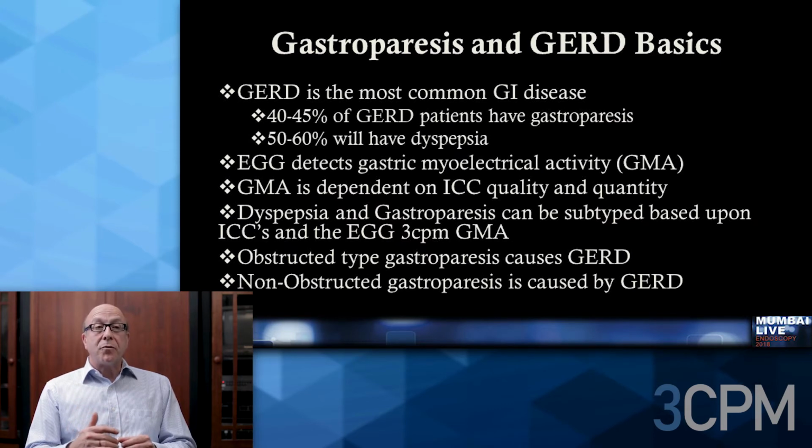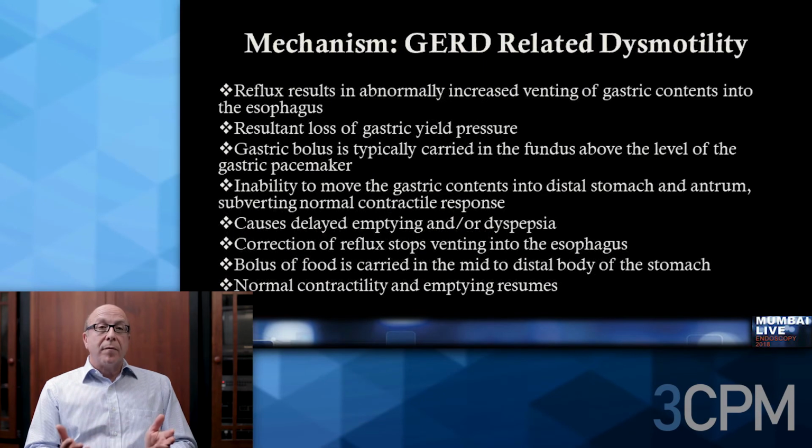On the other hand, the non-obstructive type of gastroparesis is the type of gastroparesis that is caused by reflux. And the key point there is when we find a non-obstructive pattern on electrogastrography and the patient has reflux and gastroparesis, we know from published studies that by correcting the reflux disease, fixing the faulty lower esophageal sphincter in particular, the gastroparesis will spontaneously self-correct. A big question comes, well, what is the mechanism of action? How does reflux relate itself to gastric dysmotility or gastroparesis? I wanted to take a moment to explain that to you.